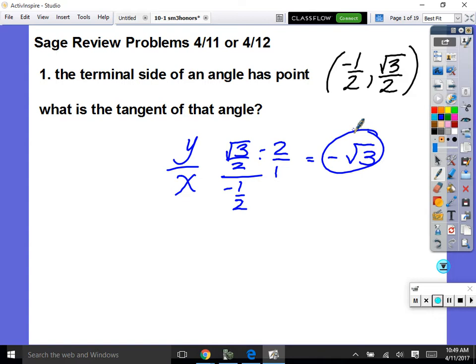Okay, awesome. So on the stage 2, they might just say, what's the sine? So they'll say the terminal side of this angle has this point, what's the sine? So you have to remember sine is my y value, so you'd say that. Does that make sense, everybody? They ask the cosine, you just say x.